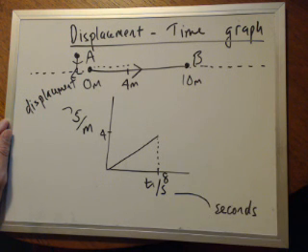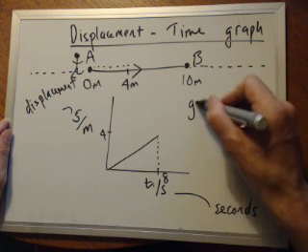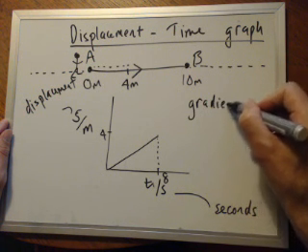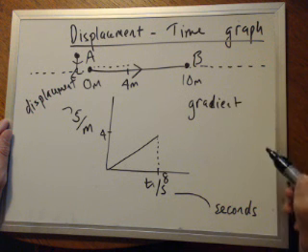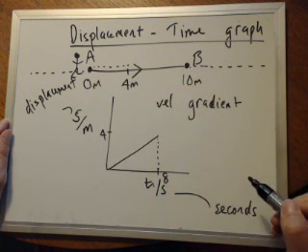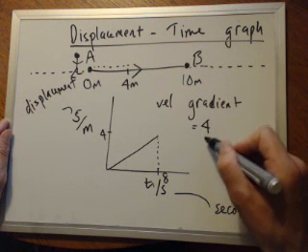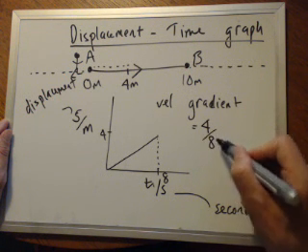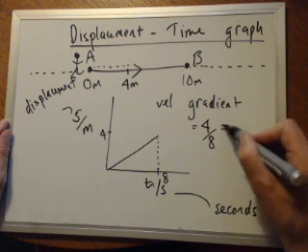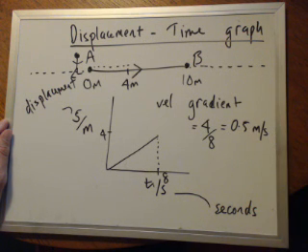Now, that's how we represent it. He's walked at a constant velocity, and the velocity is simply the gradient. The gradient doesn't change, and that will give us 4 divided by 8, which gives us 0.5 meters per second. He's in fact going rather slowly.